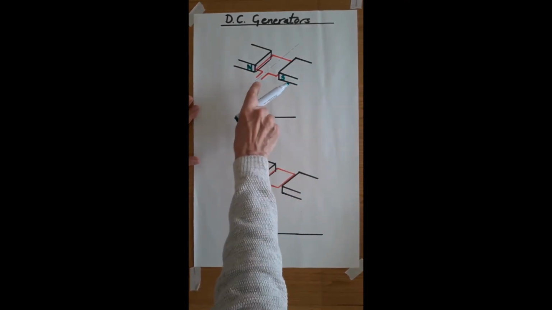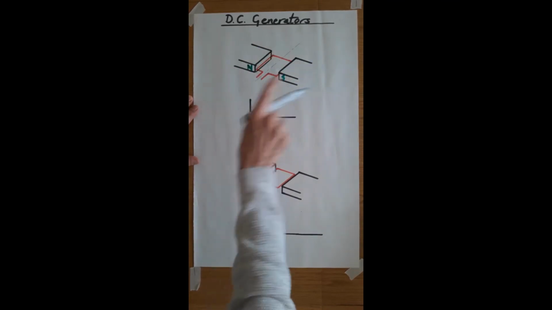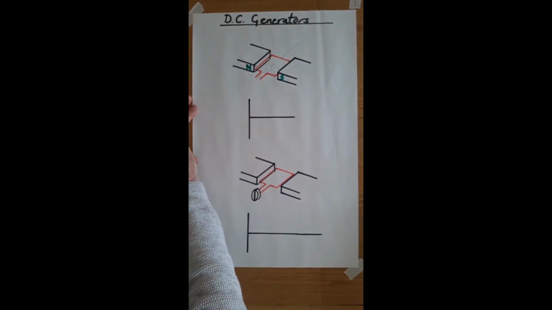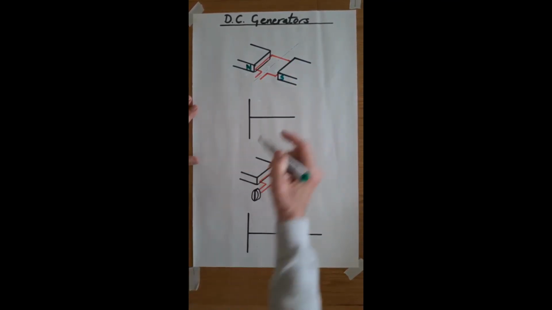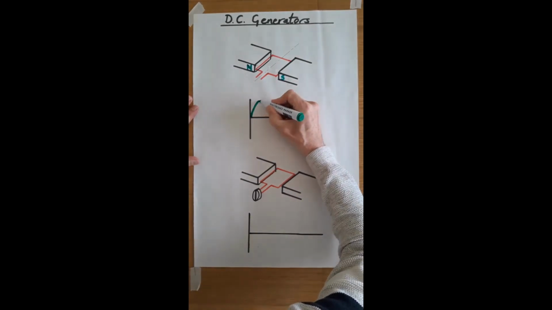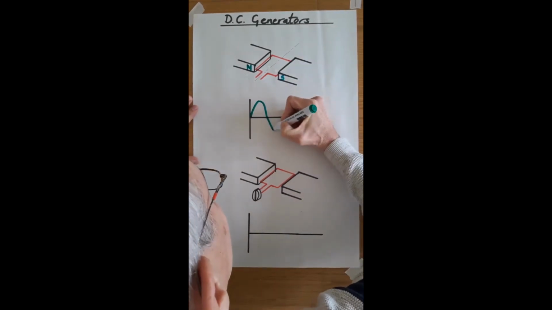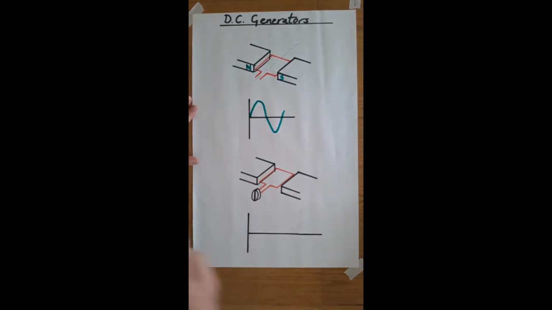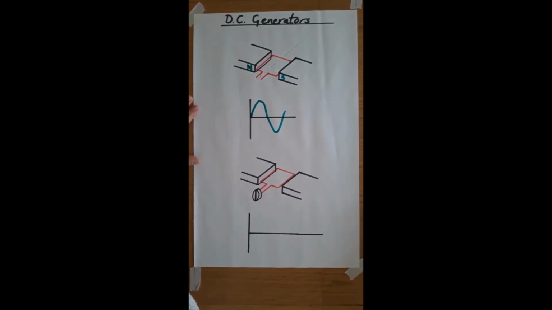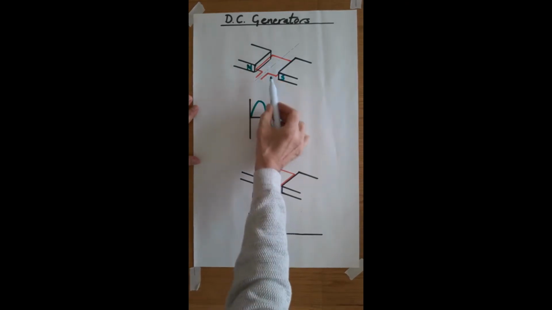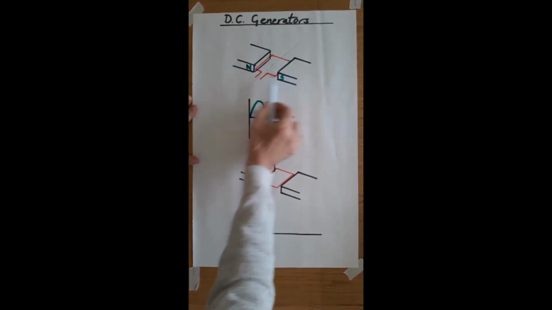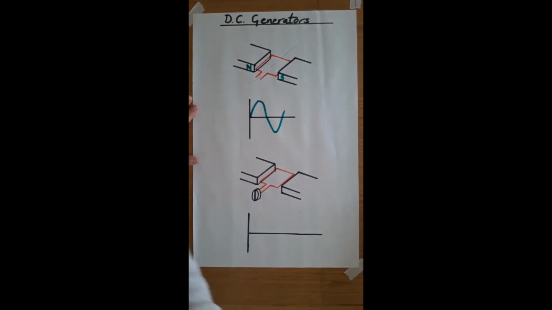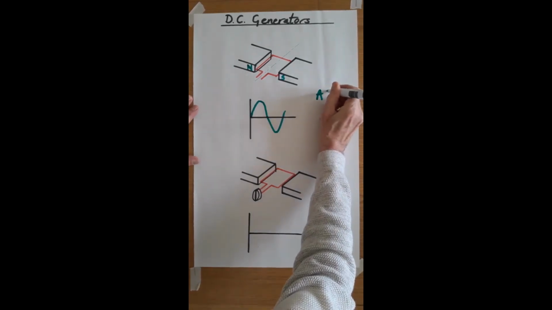If we apply a mechanical force to this to rotate it, it will generate electricity and it will produce something like that, hopefully tidier. So this one single loop rotating within a magnetic field will produce AC.